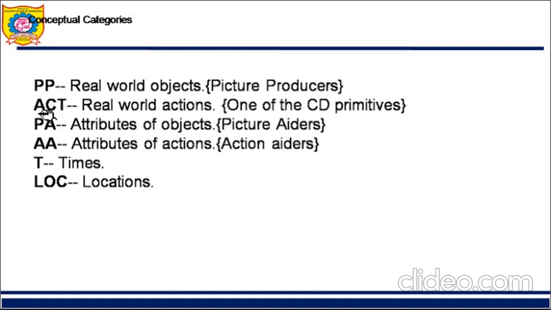Secondly, the notation we use for actions is written in short as ACT. Next, attributes of the objects we call PA. PA stands for picture aiders. They are the attributes of the objects. The fourth one you should know is action aiders, that is AA. The one which helps in doing the action is called an action aider. Aid is nothing but help. Picture aider and action aider.